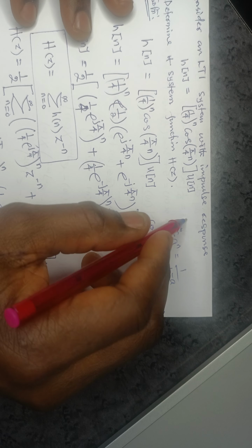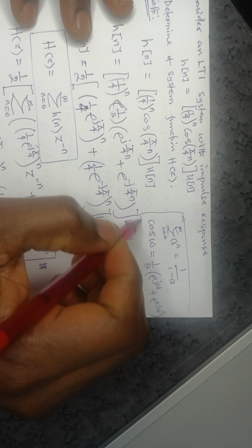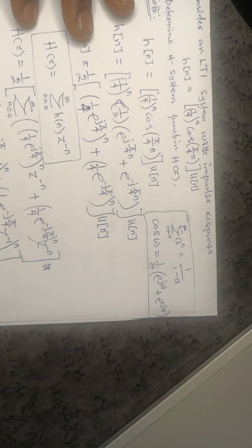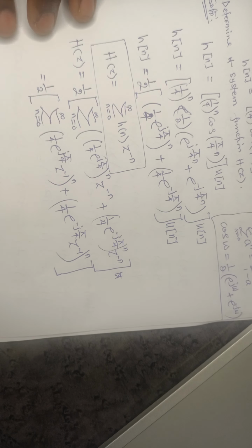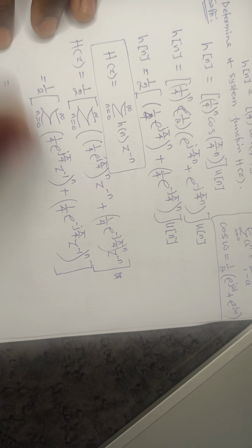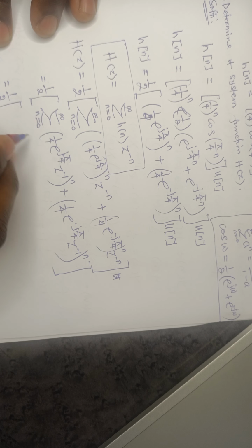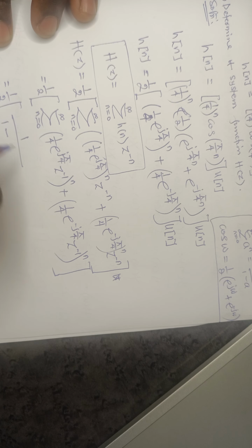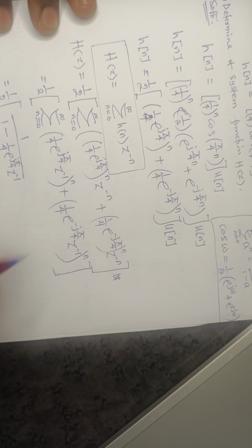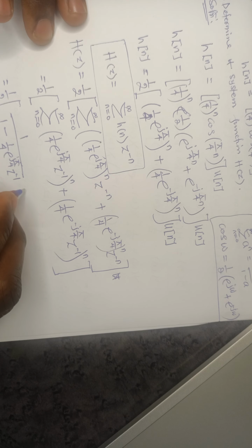So we are applying this formula as well. So we are applying it to that. That's what we are going to do to this one too. In this case, it's going to be 1 all over 2. Putting everything together, it's going to be 1 all over 1 minus 1 all over 4 e raised to the power j pi all over 4 z raised to the power minus 1, which is of course the z transform of this expression.